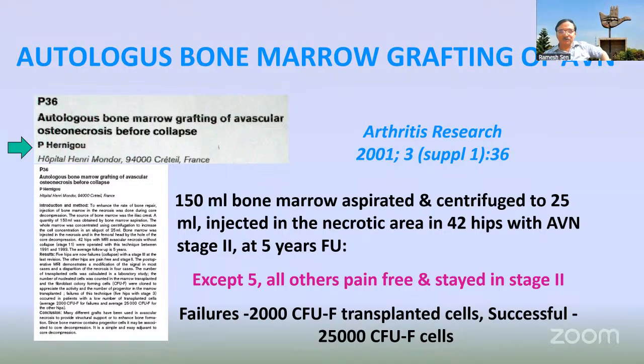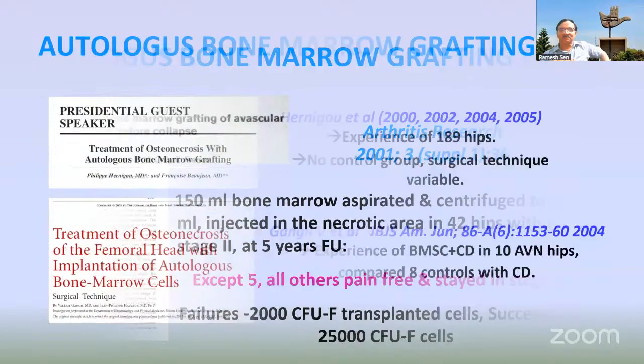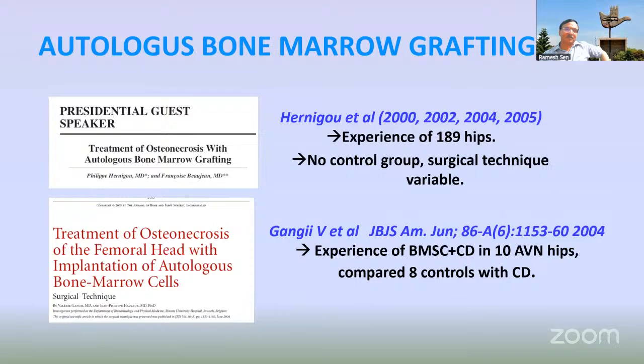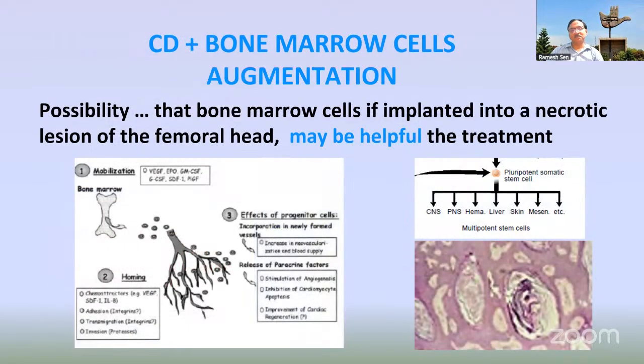He had presented at some conferences that he took 150 ml of bone marrow, centrifuged it to 25 ml, and injected it into the area in 42 hips at stage 1 and 2, and he was very successful at 5 years. Subsequently, he was a presidential guest speaker. He presented his work in 2000, 2002, 2004, 2005. As his experience was building up, JBJS published in 2005 another paper on the technique of using it.